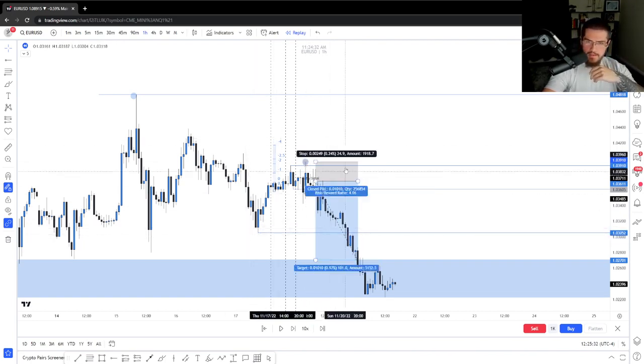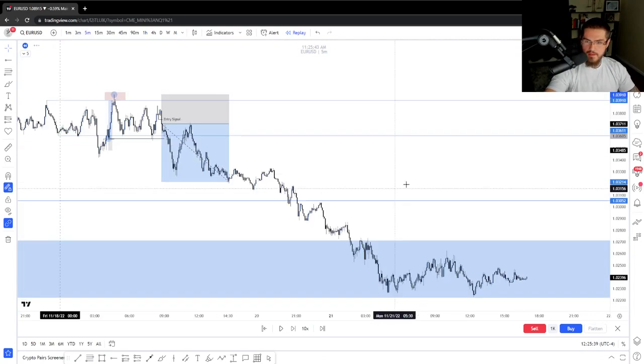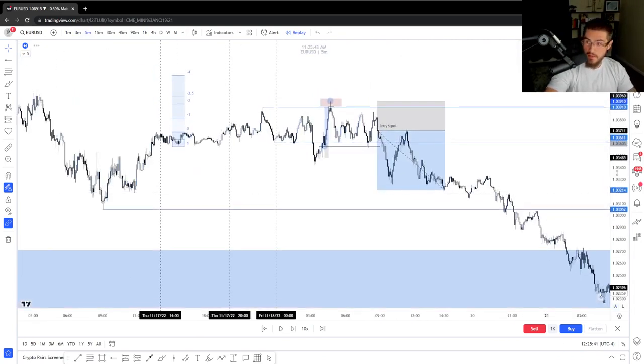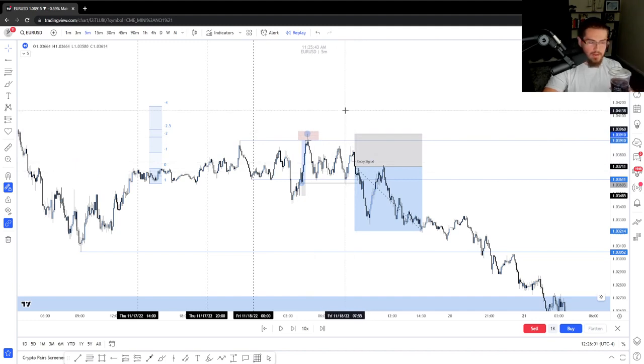But again, I think the best method for this is just the fixed 2R. I think it's solid. Because here's the thing: this setup happens multiple times a week on each pair, so you don't necessarily need more than 2R to make good money because it's a very high probability setup. If you actually are patient for this, you wait for that shift after the liquidity's been taken, you're going to have a very solid trade entry most of the time.